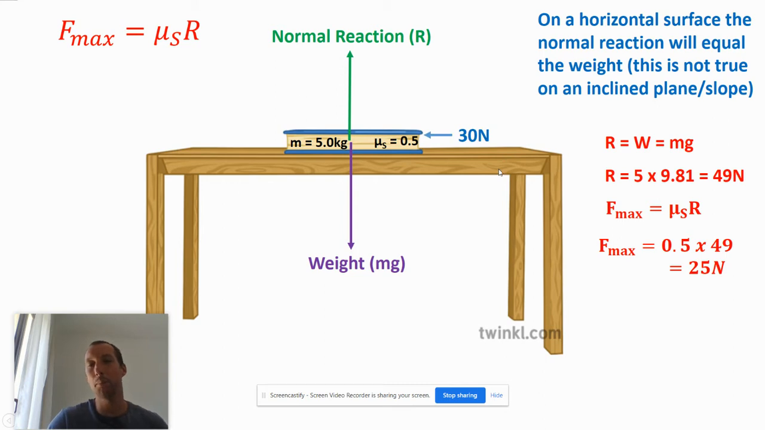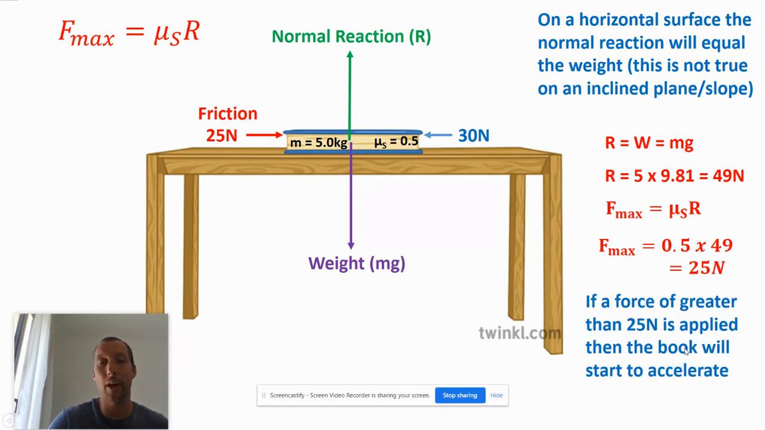But if I come along and push with greater than that maximum value of static friction, then the static friction can only counter 25 newtons of that. And so now the object's no longer in translational equilibrium, the forces are not balanced, and it's going to accelerate. So any force greater than 25 newtons applied to that book is going to cause it to accelerate. So this is the kind of basic idea behind friction.